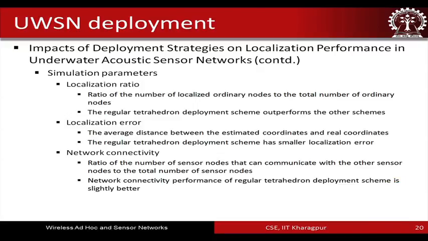Different simulation parameters were considered in order to study the performance of these. Localization ratio is one. Localization ratio is the ratio of the number of localized ordinary nodes to the total number of ordinary nodes. Localization error is the other parameter that was studied, which is defined as the average distance between the estimated coordinates and the real coordinates. And the network connectivity is the ratio of the number of sensor nodes that can communicate with other sensor nodes to the total number of sensor nodes.